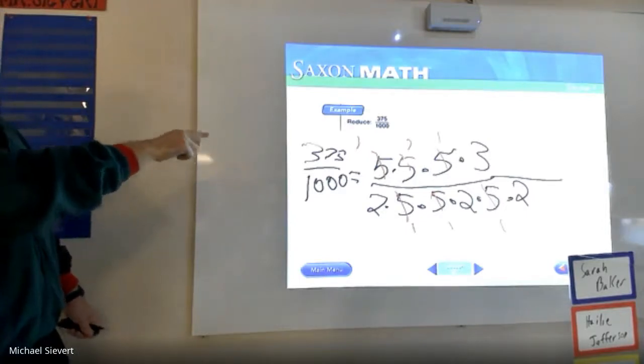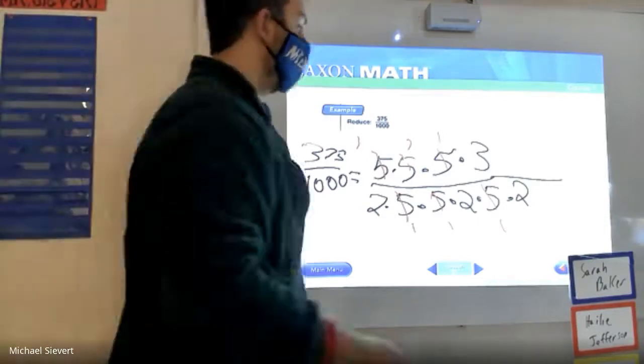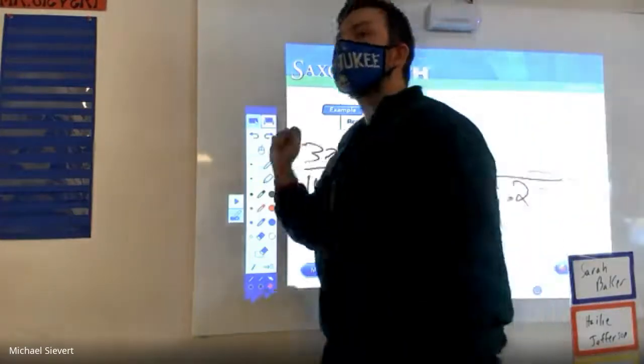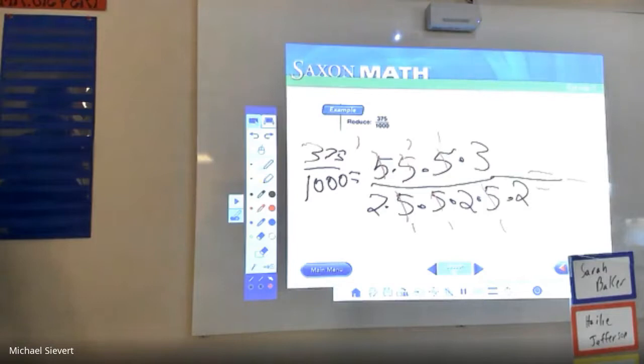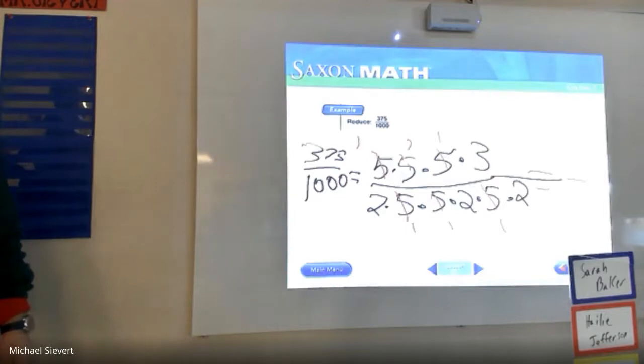Then we have 2 times 1 times 1 times 1 times 2. What would our new reduced fraction be? I got 2 people know, 3 people know. What's 1 times 1 times 1 times 3? What's 2 times 1 times 1 times 1 times 2? I got 4 people that know. 5, 6.